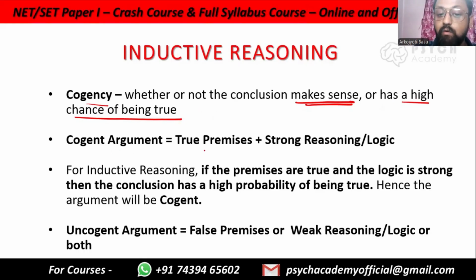A cogent argument is equal to true premises plus strong reasoning or logic. If the premises are true and the logic is strong, the conclusion has a high probability of being true, not guaranteed to be true. Hence, the argument will be cogent. Uncogent is false premises, or weak reasoning or logic, or both.